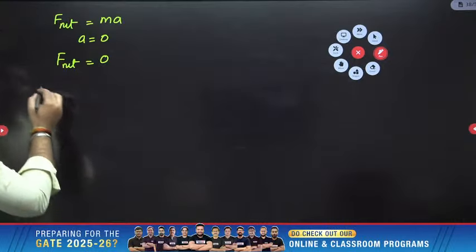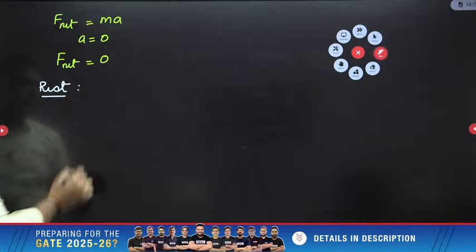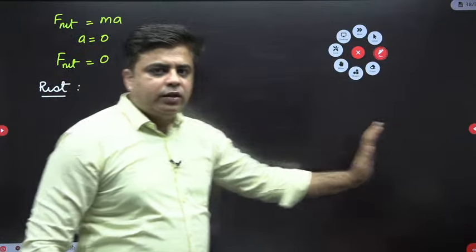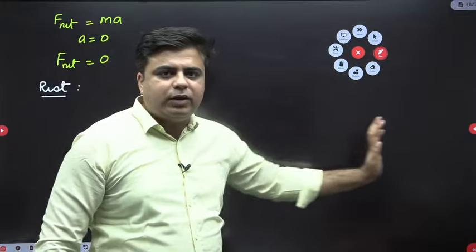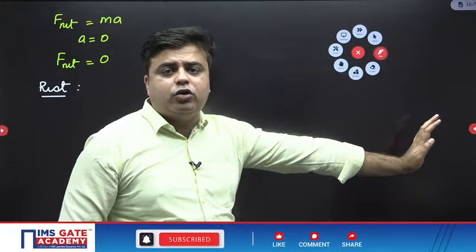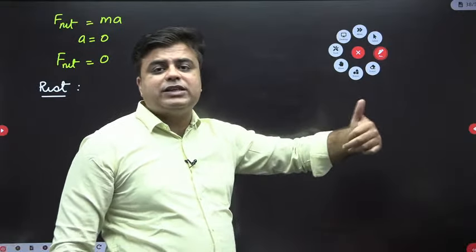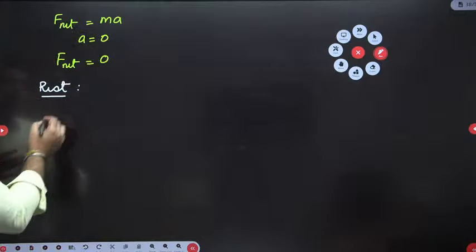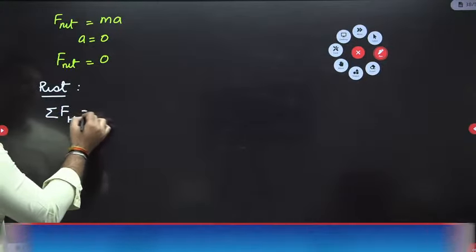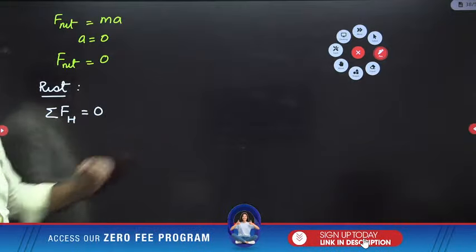If I am saying the body is at rest, it means the body is not moving in the horizontal direction. The horizontal acceleration of the body is 0. And if horizontal acceleration is 0, it means F net in the horizontal direction is 0. The manner in which we write F net is the summation of horizontal forces equal to 0. This is the net force acting in the horizontal direction.